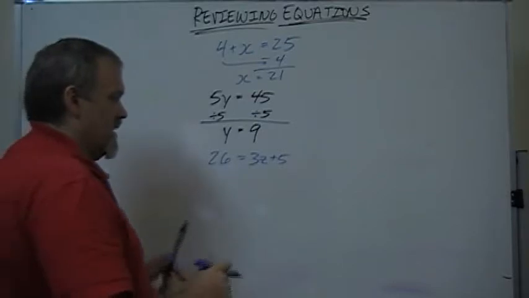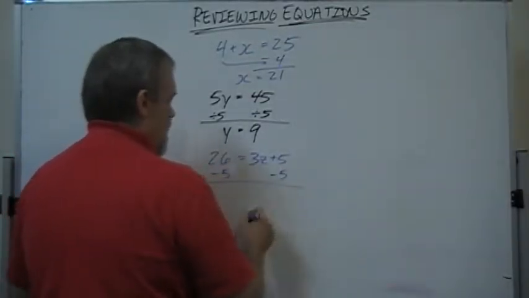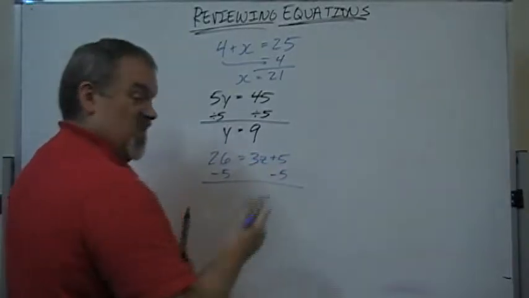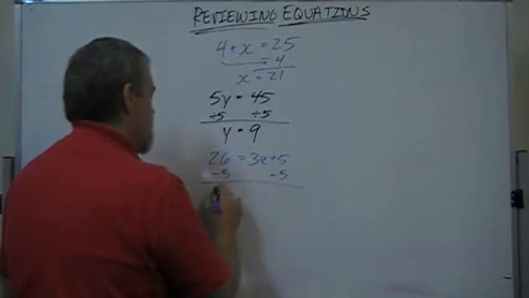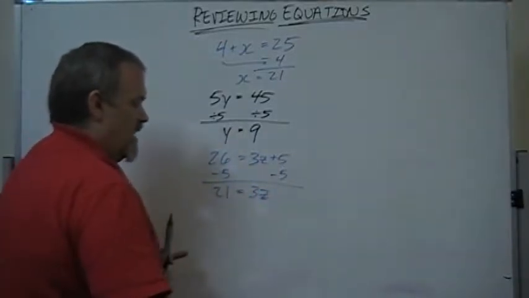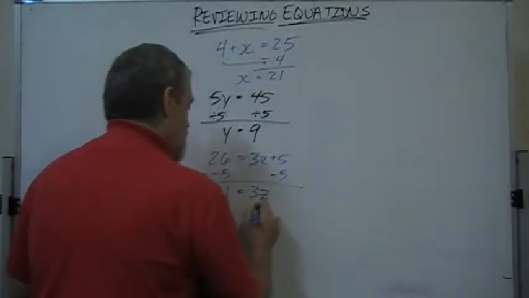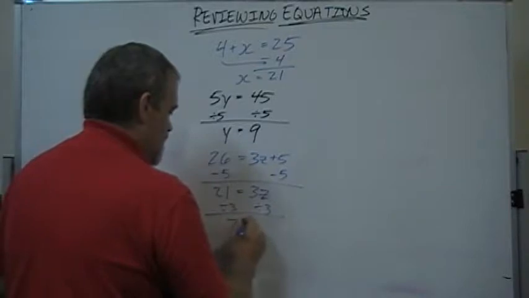So we'll do that this time, and we'll say, take away 5, take away 5. The 5s go away. That's what we wanted them to do. That's why we took it away, because it was added, and now we take it away. So we have 21 equals 3 times z. That's multiplied, so we divide to make it go away. Divide by 3. And we get 7 is equal to z.